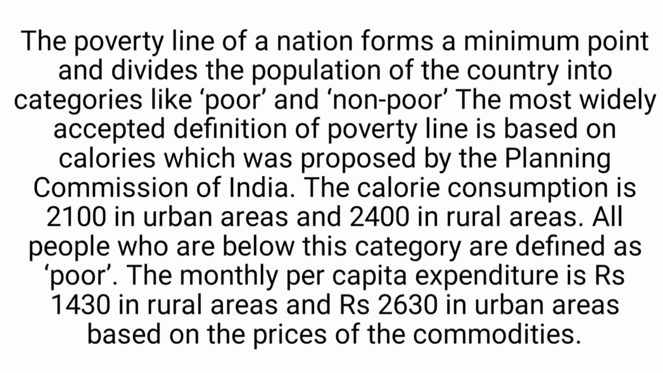The poverty line of a nation forms a minimum point and divides the population of the country into categories like poor and non-poor. The most widely accepted definition of the poverty line is based on calories, which was proposed by the Planning Commission of India. The calorie consumption is 2100 in urban areas and 2400 in rural areas. All people who are below this category are defined as poor.